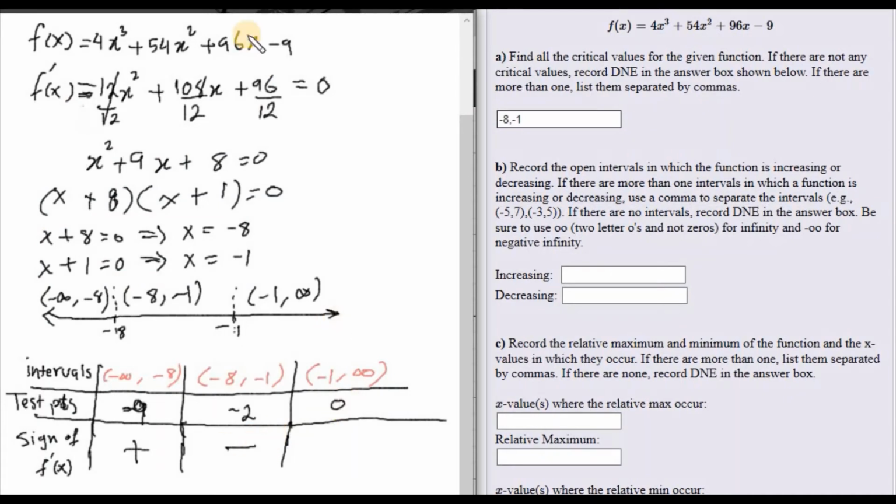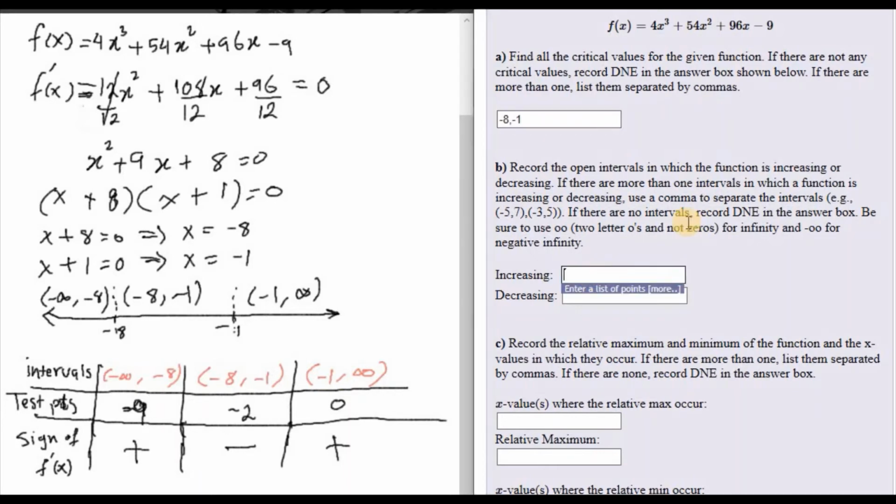If I plug 0 into the derivative, that's easy to determine. These will cancel and I will have 96, which is positive. I'm going to conclude that I have two intervals in which the function is increasing. Those intervals are the first interval from negative infinity to negative 9 and from negative 1 to positive infinity.